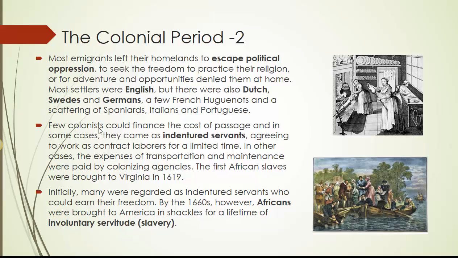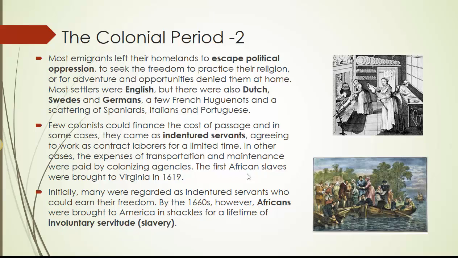Few colonists could finance the cost of passage, and in some cases they became indentured servants, agreeing to work as contract laborers for a limited time. In other cases, the expenses of transportation and maintenance were paid by colonizing agencies.